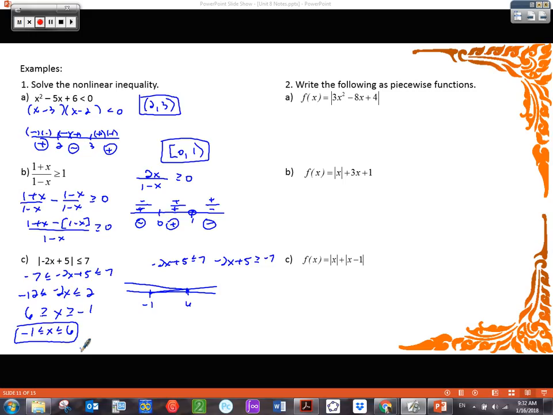All right, now let's go to writing the absolute value as a piecewise function. So we're going to follow the steps from the previous page. We're going to take what's inside here and set it equal to 0. So 3x squared minus 8x plus 4 equals 0. We've got to discover where this piecewise function splits. What are the splitting points? So I factor that, and I get 3x minus 2 and x minus 2.